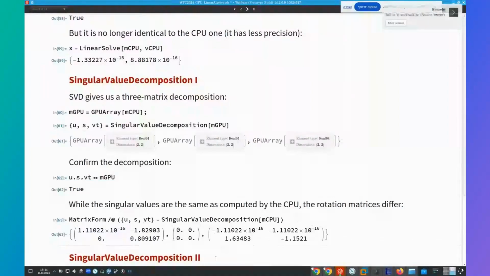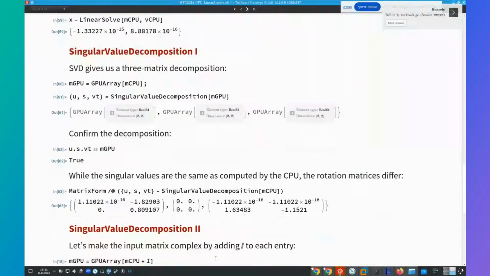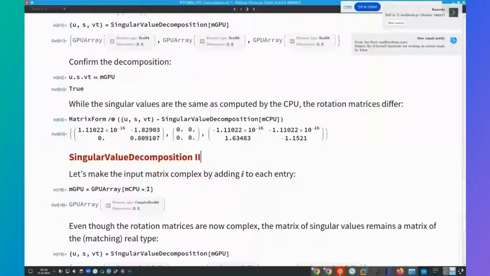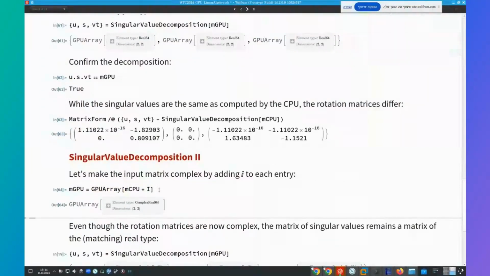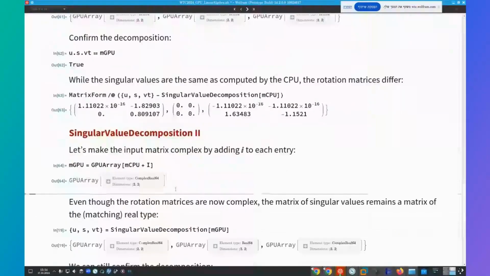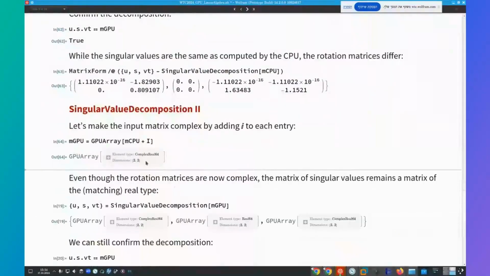So now for singular value decomposition, we will add I to each entry. So we'll have a matrix of complex doubles. And look what happens when we do the SVD.